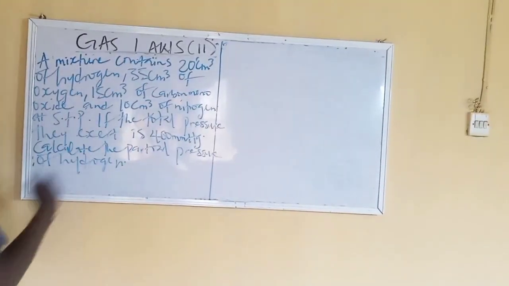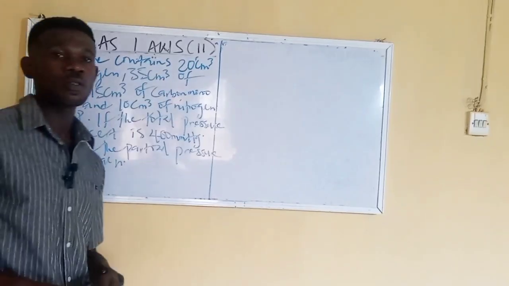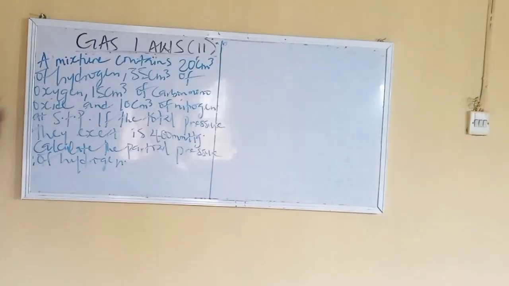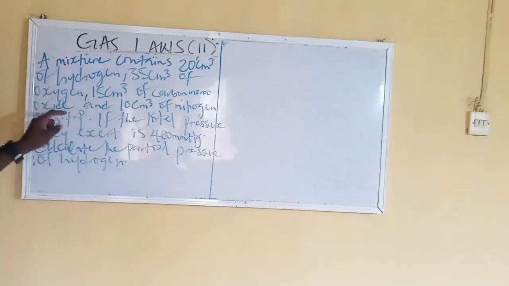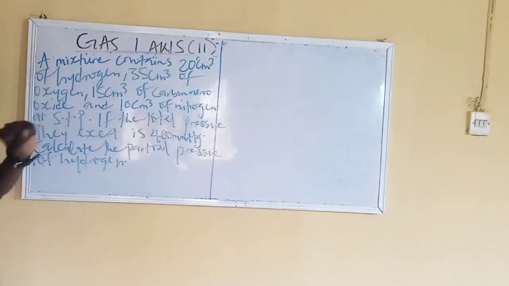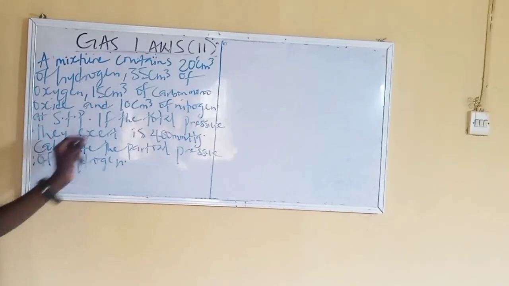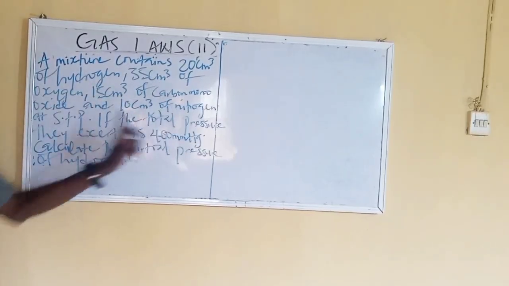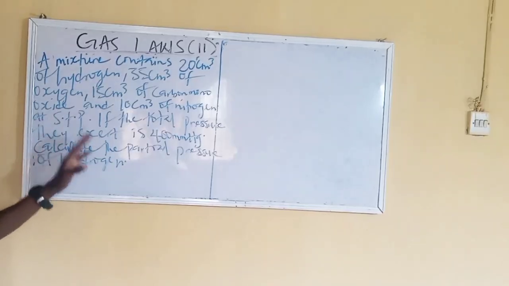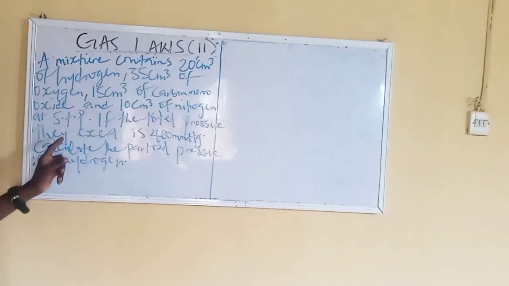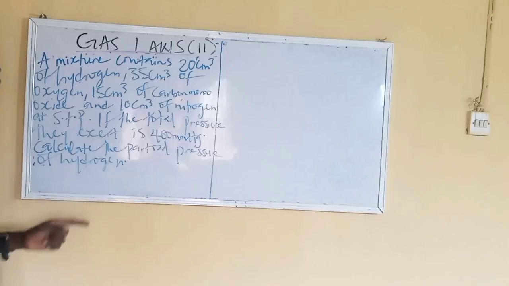Now, let us look at this question. It's still a question on Dalton's law of partial pressure. We are going to analyze it and carry out calculations on it. It says, a mixture contains 20 centimeter cube of hydrogen, 35 centimeter cube of oxygen, 15 centimeter cube of carbon monoxide, and 10 centimeter cube of nitrogen at STP, which stands for standard temperature and pressure. If the total pressure they exert is 400 millimeter mercury, calculate the partial pressure of hydrogen.